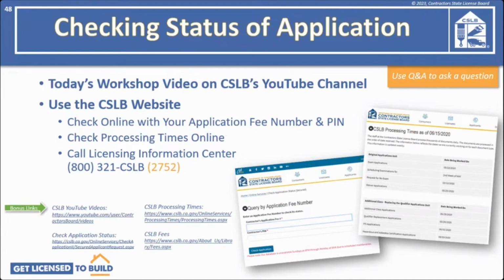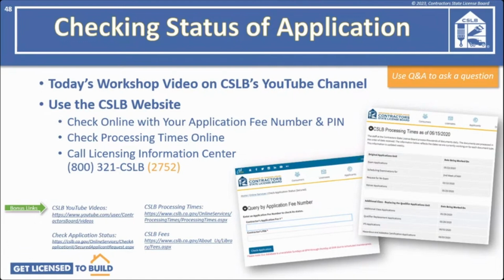How do you check the status of that application? Here are 2 resources. First is the secured check. You'll need your application fee number and contractor PIN number to get an update. We'll send you that information after we receive, cashier, and key your application into the system.